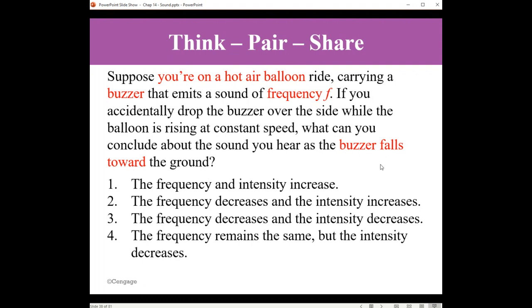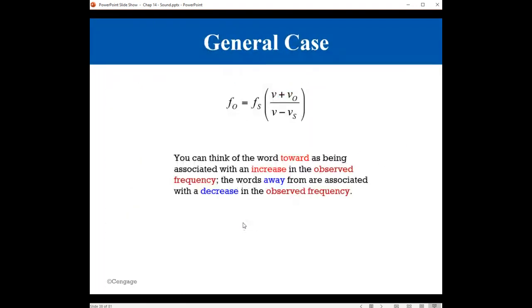So in this example, the source of sound is moving away. Therefore, the frequency that you hear as an observer should decrease, and also the intensity should decrease. The intensity depends on r, the distance, r squared. So it will decrease according to an inverse square law, and the frequency will decrease according to the formula that we have here for the Doppler effect.